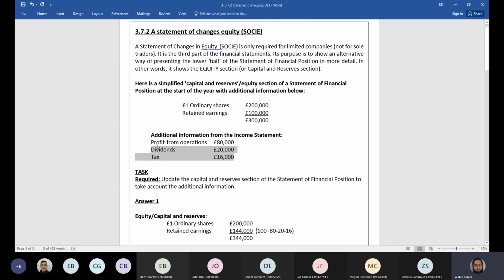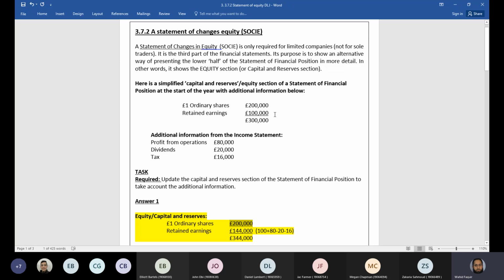And the examiners have given us some figures, what's happened during the year. We've made profit, we're distributing dividends, a share of the profits to shareholders, and we have to pay corporation tax. Okay, now if we're going to show these opening figures in the capital and reserve section and show them as closing figures, essentially that would be the answer. Let's quickly trace back to make sure that we understand how it works. Well, we said nothing's happened to the ordinary shares. They haven't been affected. Shares have not been issued, so that figure remains the same.